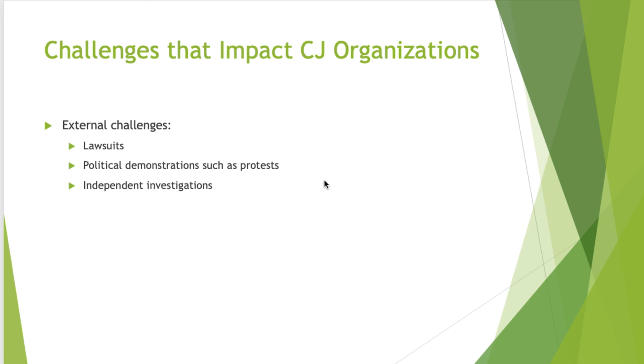These could include things like lawsuits and political demonstrations like protests. You see in the news lately, there have been protests about regulating the ability of government to reopen states because of the COVID situation. So these definitely have an impact on CJ organizations. And then independent investigations. If something goes wrong, other agencies will come in and have to investigate what happened.